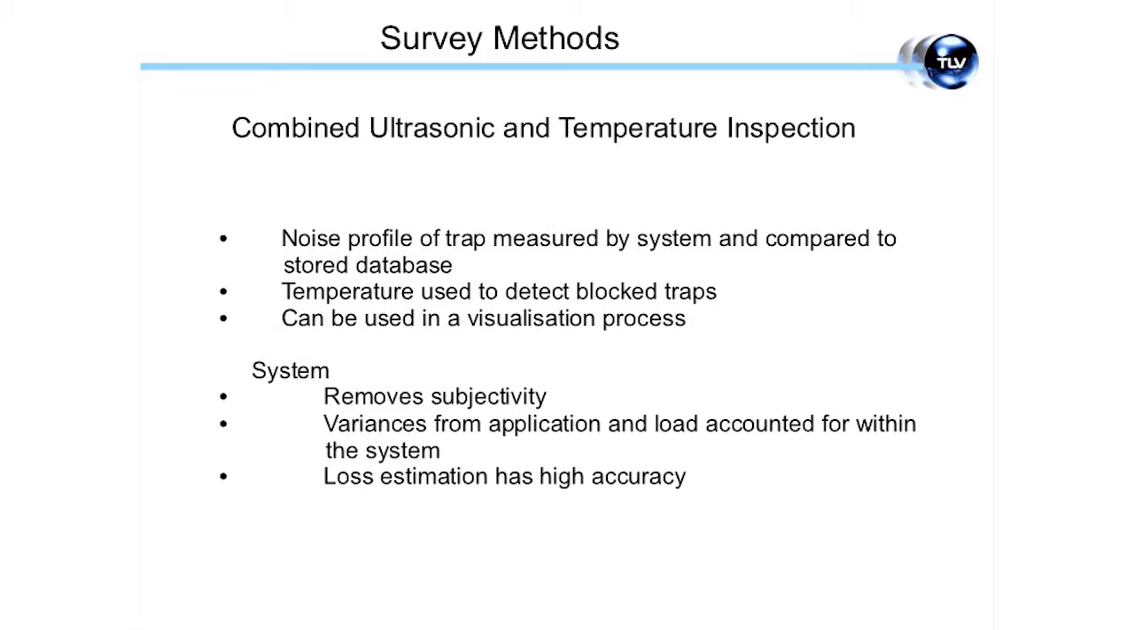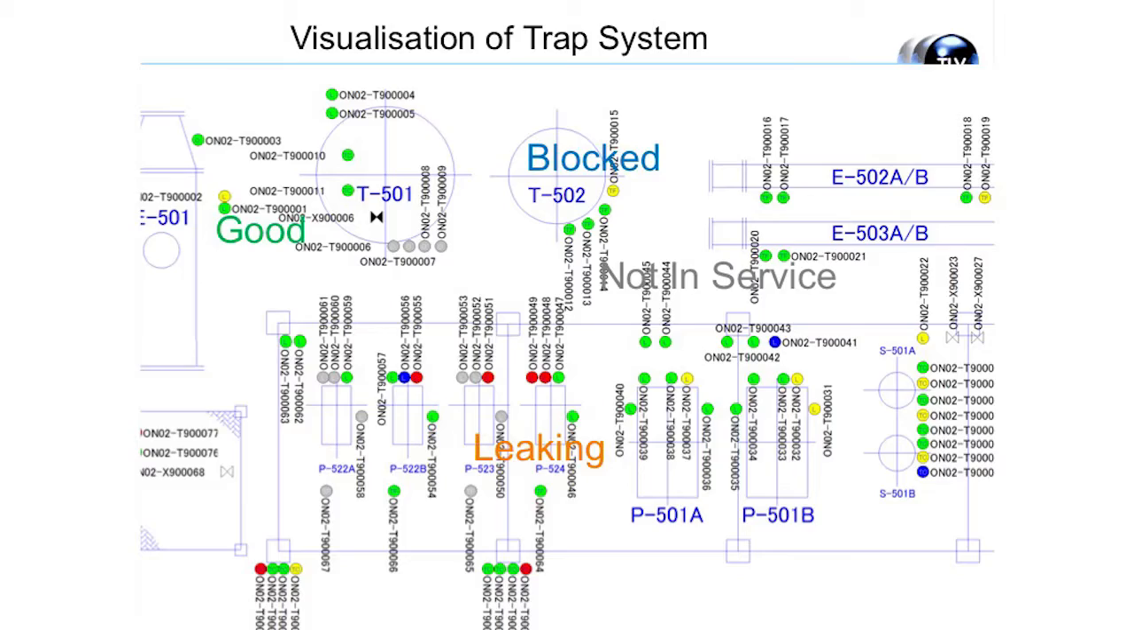The advantage of that is it removes the subjectivity. The inspector doesn't have that much of an input into what the numbers actually read. It is a very quantitative amount. The estimation, because of that, it's referring to stored records, is very accurate.